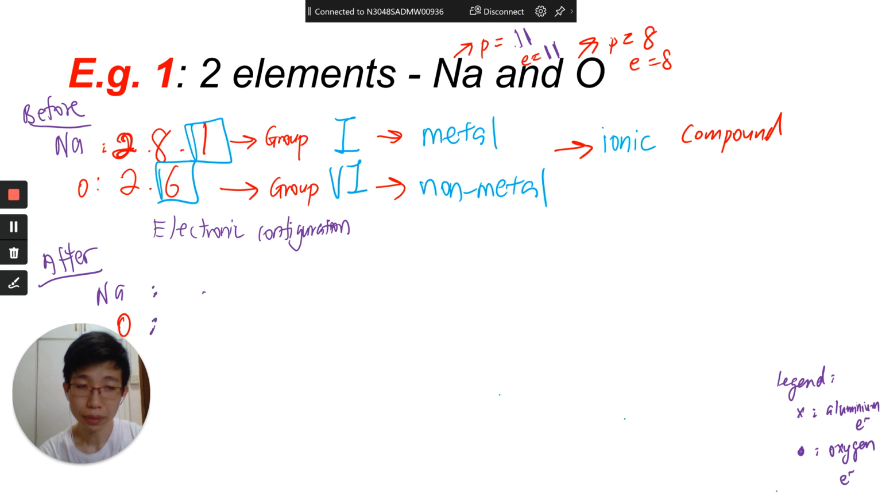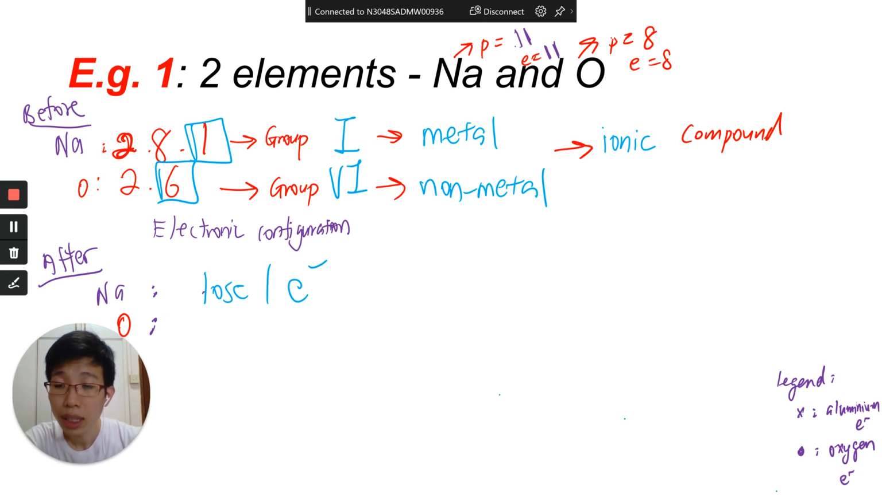For an ionic compound, we need to know how many electrons each element loses or gains. For the metal, how many electrons does it lose, and for oxygen, how many electrons does it gain? Let's look at sodium. Sodium has an electronic configuration of 2, 8, 1. In order to achieve the noble gas configuration of 8 electrons in the outermost shell, it has to lose 1 electron. For oxygen, in order to have a fully filled valence shell, it must gain 2 more electrons.